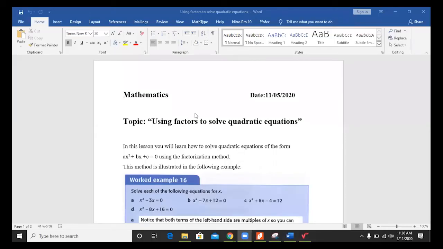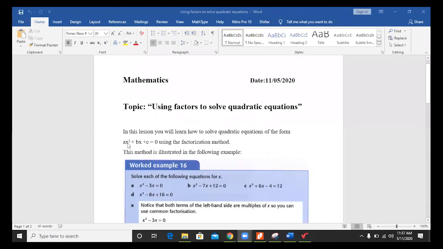Okay, the last topic of the chapter will be using factors to solve quadratic equations. First of all, in this lesson, you learn how to solve quadratic equations of the form ax squared plus bx plus c equals 0 using the factorization method. It is specified that we are going to use this method because it's not the only one. There are also other methods to solve them, by using the discriminant or by completing the square.